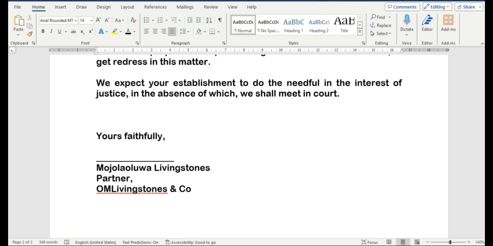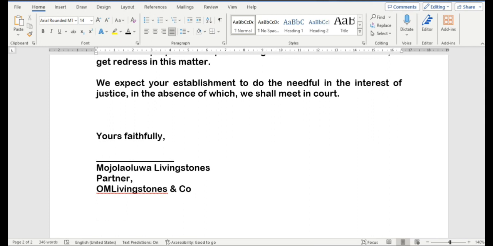As soon as the 30-day pre-action notice period stipulated by your establishment law is expired, this letter is in compliance with and serves as pre-action notice to your establishment for all intents and purposes. Please be informed that our client is prepared to explore all legal remedies available to her to get redress in this matter. We expect the establishment to do the needful in the interest of justice, in the absence of which we shall meet in court. Then your closing, yours faithfully, the signed Mujolalua Livingstone's partner, OM Livingstones and Co.